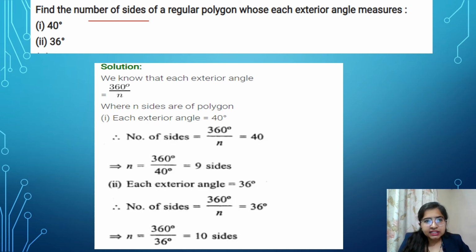One exterior angle is given to you, 40 degrees, right? So the answer will be 360 divided by 40 equals 9 sides. Clear? And for the second part, each exterior angle is 36 degrees. Then you have to divide 360 by 36. You will get 10 sides. Answer. Clear?